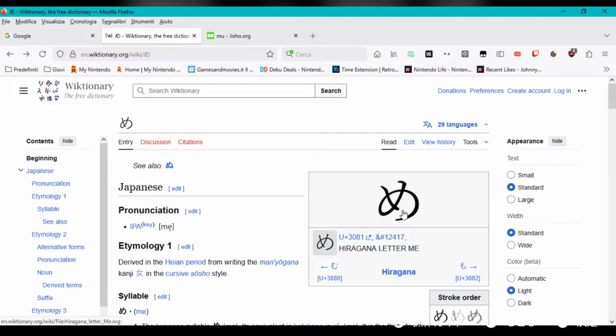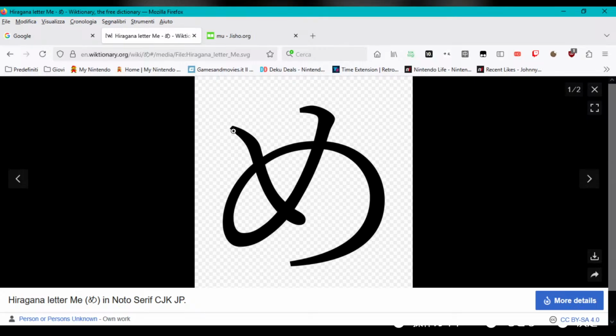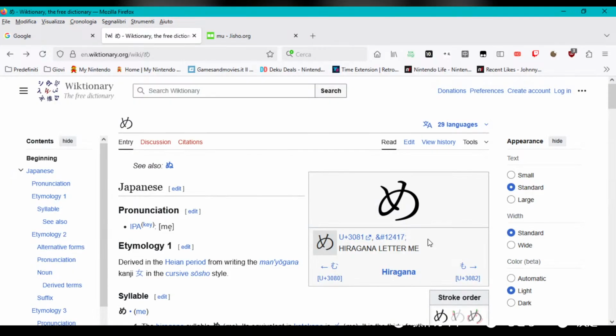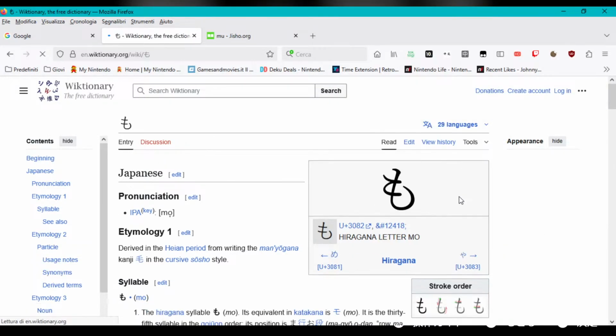So be careful. Me. We start here, top to bottom slanted, then top to bottom slanted the curve, and we stop here. Top to bottom slanted the curve, we stop here, as shown also here. Bottom, top to bottom again with the curve. And last but not least, we have mo.